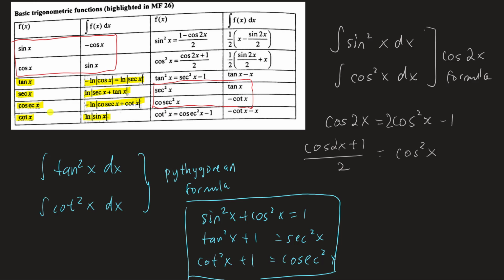For the squares of the basic function, sine square, cosine square, tangent square, secant square, cosecant square, and cotangent square, the secant square and the cosecant square, these two are already learned in Sec 4. The other two, the sine square and the cosine square, go through cosine 2x formula. Tangent square and cotangent square, we will go through Pythagorean formula, convert it into cosecant square and secant square, then use these two here to further integrate it.